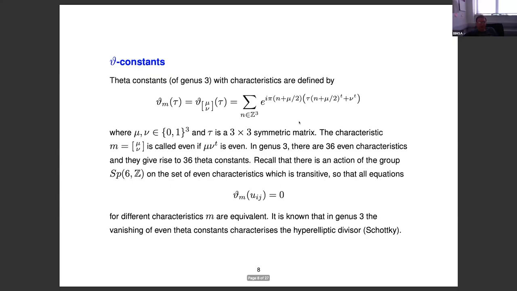Let me define theta constants of genus three with characteristics. They are defined as the following exponential sums. So here, tau is a 3x3 symmetric matrix. What was U_ij on the previous slide? Tau is just a 3x3 symmetric matrix. And it appears here in the formula. You see, it appears here.